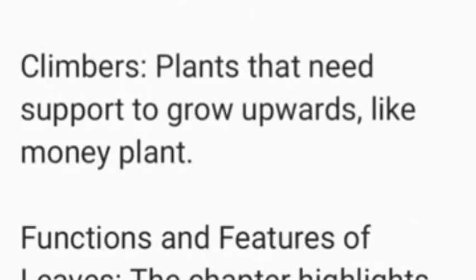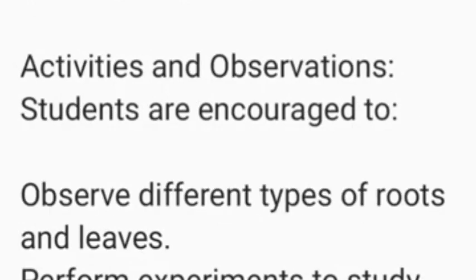Additional categories. Creepers. Plants with weak stems that spread along the ground, like pumpkin. Climbers. Plants that need support to grow upwards, like money plant. Functions and features of leaves. The chapter highlights the importance of leaves. Photosynthesis. Leaves convert sunlight into food using chlorophyll. Venation. The arrangement of veins in a leaf can be reticulate, net-like, or parallel.